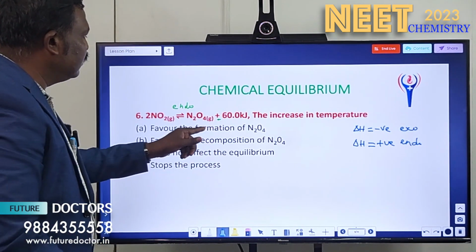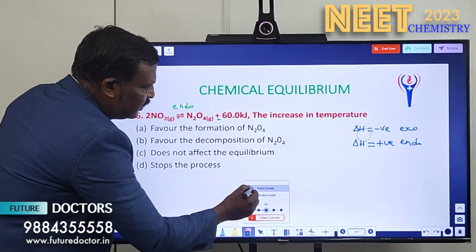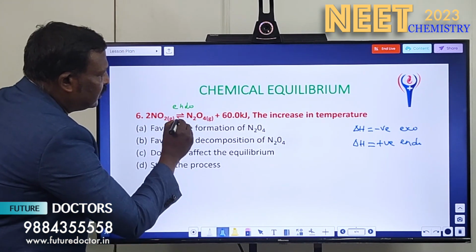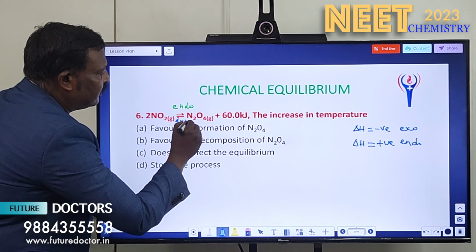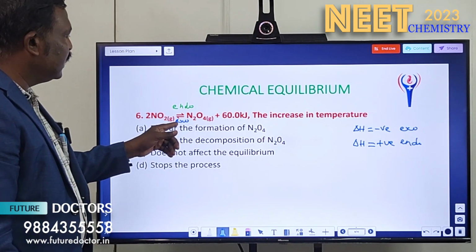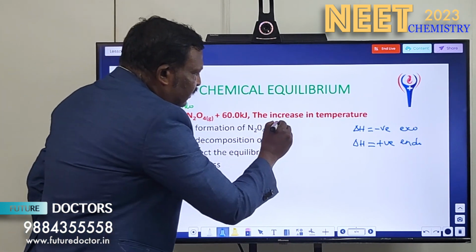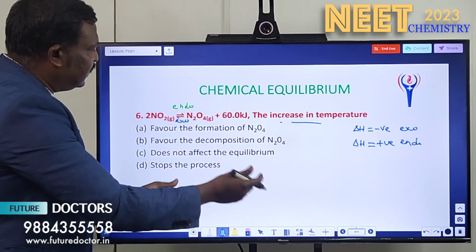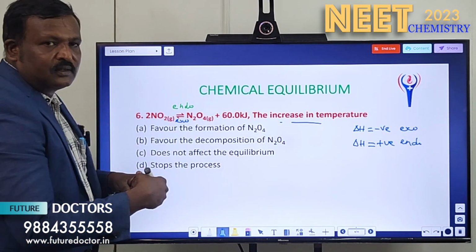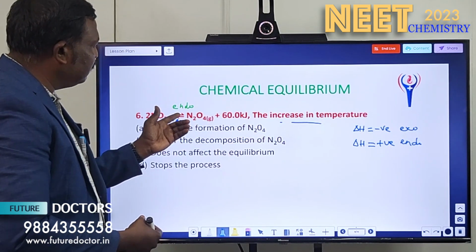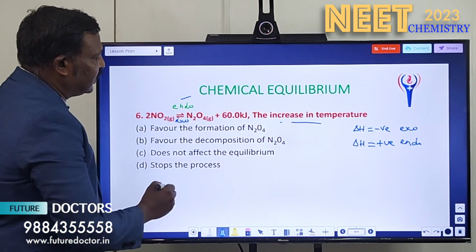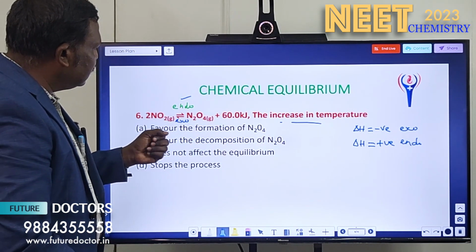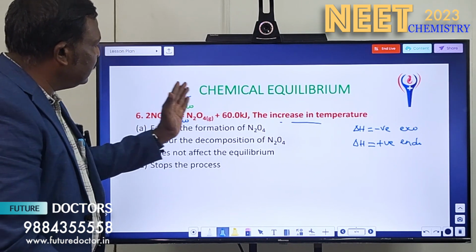Here positive is given, no? Then I am saying the forward is called endo, and the reverse reaction is called exo. Understood? Now we are giving temperature. When you give temperature to this equilibrium, the endothermic side absorbs heat. So if you give temperature and it absorbs heat, the forward direction will proceed.